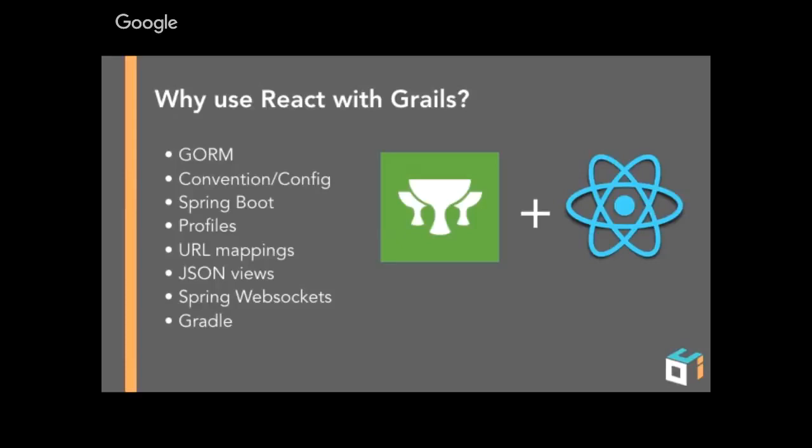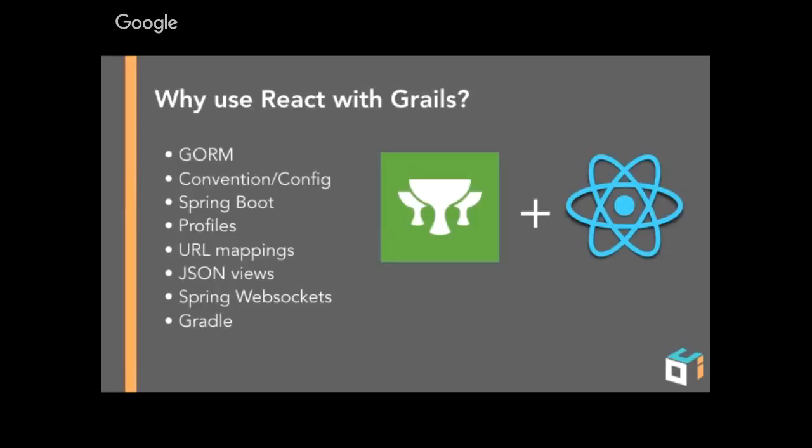We can generate RESTful URL mappings. We can customize the output of our API through JSON views. So just like we have a view with HTML, for instance, we can describe our view as JSON and say, here's how we want our JSON to look, how we want to format it. We have support for things like WebSockets through the Spring WebSockets library. It uses the Gradle build tool, which gives us a lot of cool features like multi-project builds.